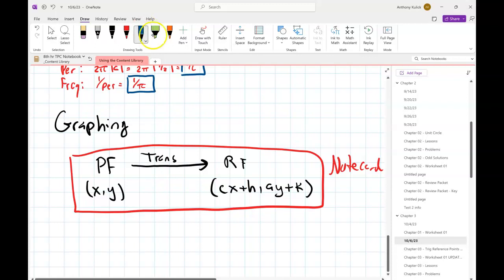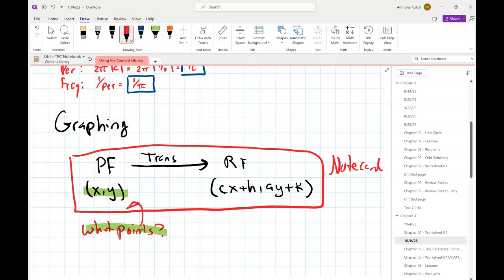The question we should be asking is, what points should I be using for sine and cosine? I have some points and transform them using that map. That's fine, the same thing that we did in the last lesson. But what points should I be using for sine or cosine?